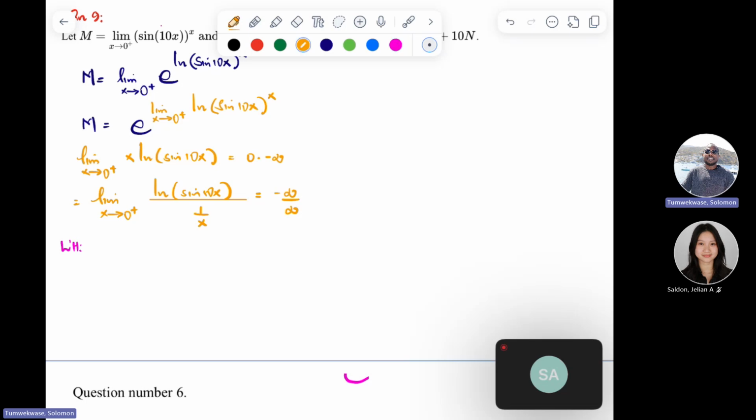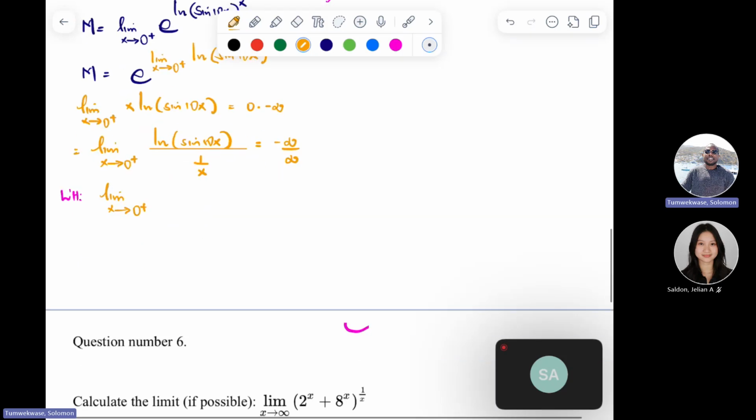Now, when I use L'Hopital's rule, this will be limit as x approaches 0 from the right. When I take the derivative of natural log of sine of 10x, remember it becomes 10 cosine of 10x, then divide by sine of 10x. That's how we take the derivative of the natural logarithm.